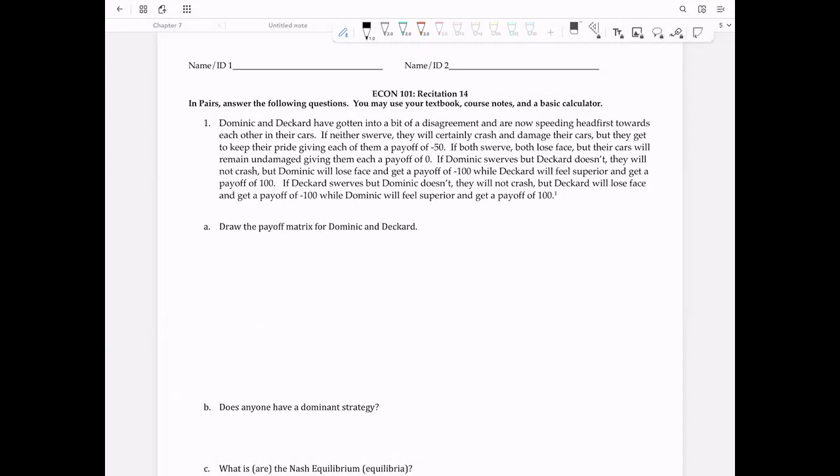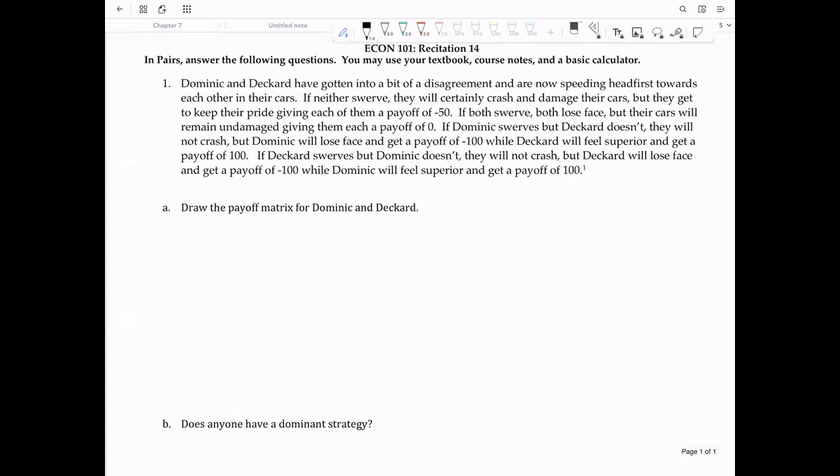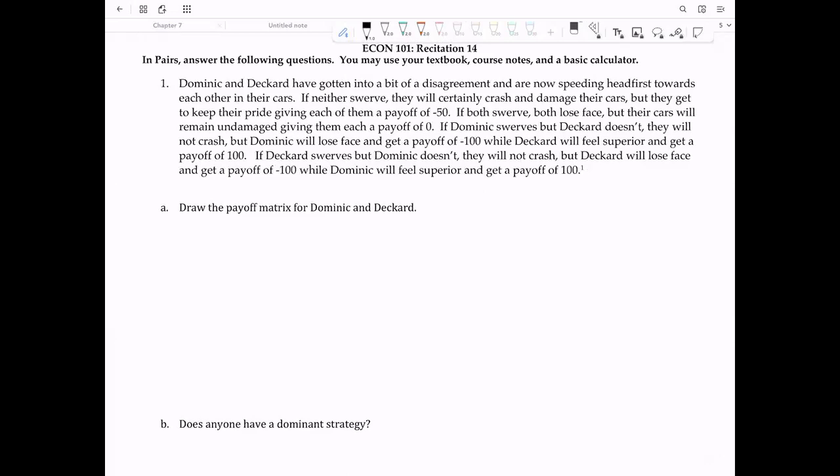Okay, so we have two people, Dominic and Deckard. They've gotten into a bit of a disagreement and are now speeding headfirst towards each other in their cars. If neither swerve, they will certainly crash and damage their cars, but they get to keep their pride, giving each of them a payoff of -50. If both swerve, they both don't damage their cars and get a payoff of 0. If one swerves but the other doesn't, then the one who swerved gets -100 because they're ashamed, and the one who went straight will get a payoff of 100 because they're superior.